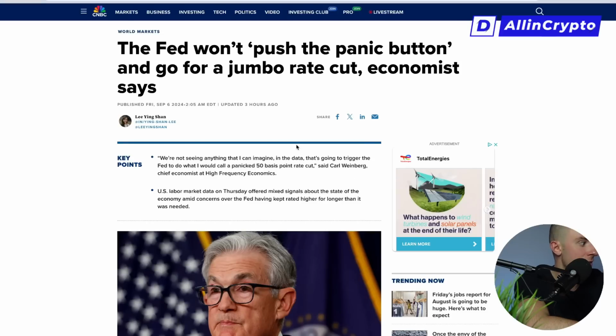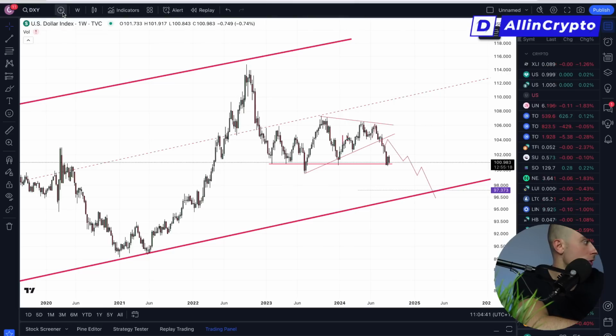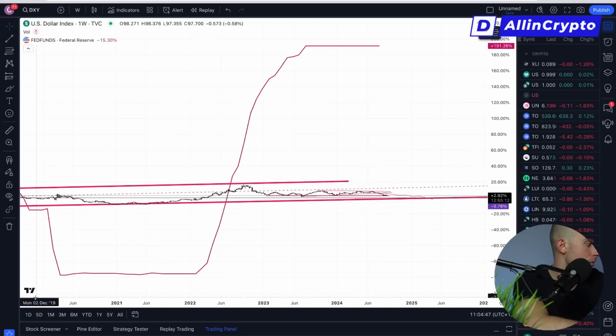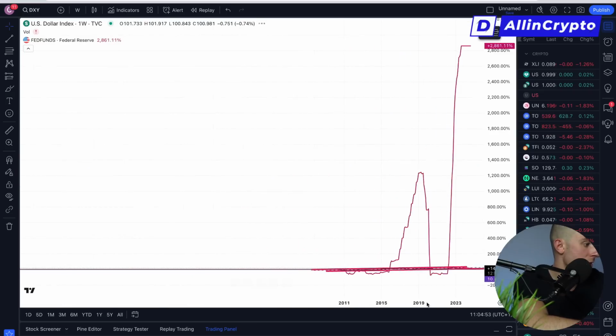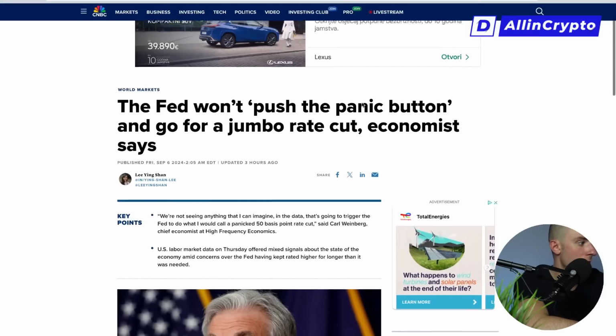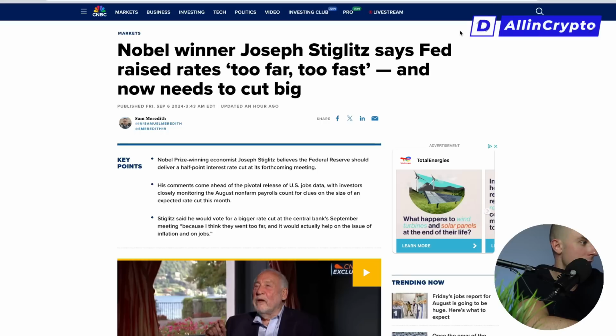There's been a lot of takes in regards to the Fed. Fed won't push the panic button and go for a jumbo rate cut, economists say. They might not on the first one, but if you look at Fed easing cycles, and we'll put it on the Dixie chart, they are always aggressive. They don't hang around. It doesn't take them as long to lower rates as it does to bring them up, if you will. So I do think the first one might not be. They might, but when they can see that they can do it under a good context, they will, certainly if there is any sort of wobblers. And you've got a Nobel Prize winner, Joseph, says Fed raised rates too far, too fast, and now needs to cut. They will be cutting. We're going to get data on that later on today.